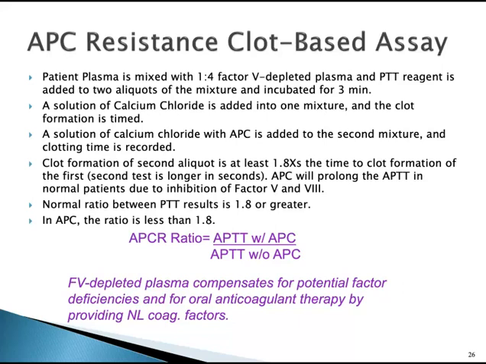Activated protein C will prolong the APTT in normal patients due to the inhibition of factor V and factor VIII. The normal ratio between APTT results is 1.8 or greater. In activated protein C resistance, the ratio is less than 1.8. We use factor V depleted plasma because it compensates for potential factor deficiencies and also for oral anticoagulant therapy by providing normal coagulation factors to the mix. So again, the normal range here is 1.8 or higher. In activated protein C resistance or factor V Leiden, the patient will have a ratio of less than 1.8.